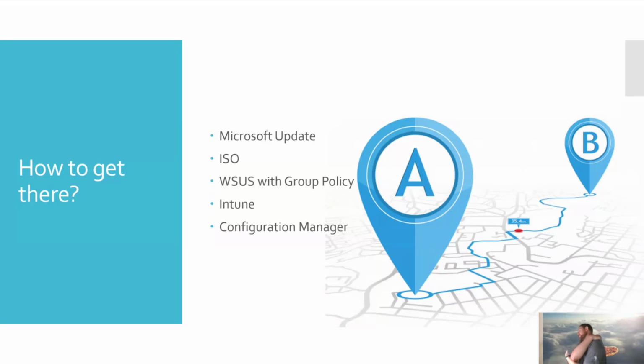So how do you get there? You could do Microsoft Update, just let it ride, right? Let people get the feature updates. You can use an ISO. It's a very, very manual way, but it's possible to use ISO for this process. You can use WSUS with group policy, which is something that my organization was doing up until earlier this year. You can not approve your feature updates until you're ready for them in your environment, or with WSUS, you can create computer groups and approve for certain computer groups. So it's possible to use WSUS with group policy.